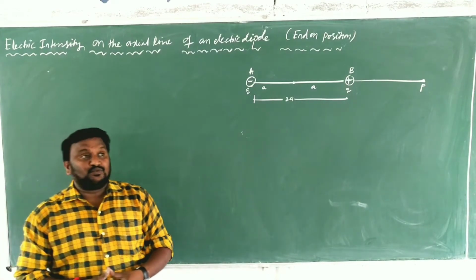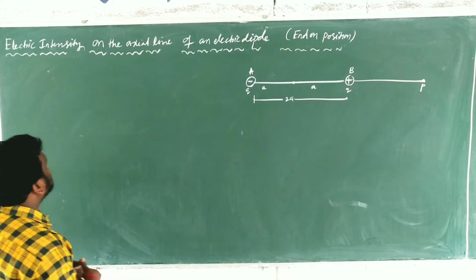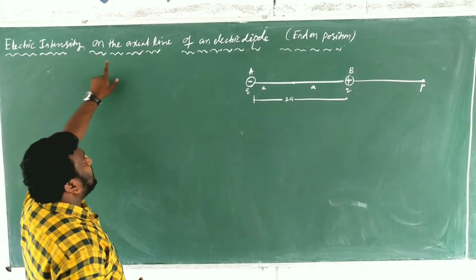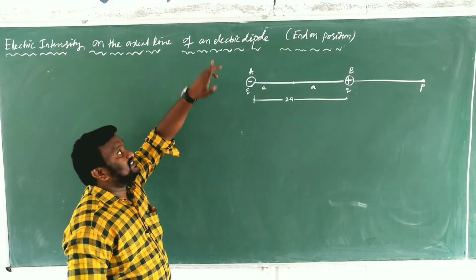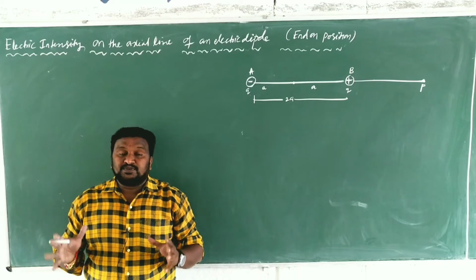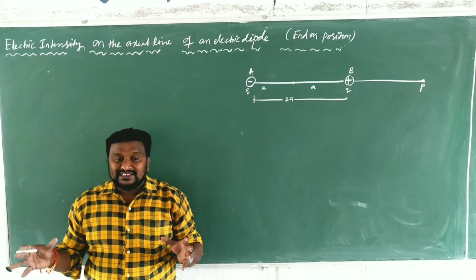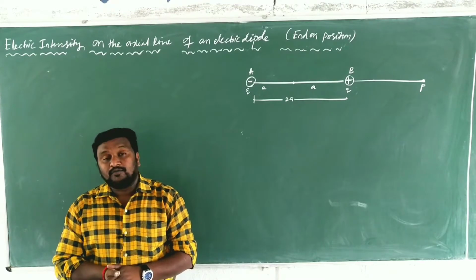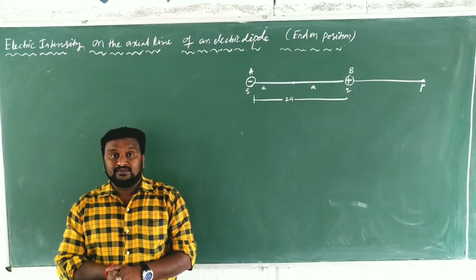Children, there is one 4 marks question, that is: derive an expression for electric field intensity on the axial line of an electric dipole. So we have to derive the expression for what? Electric field intensity at a point on the axial line of an electric dipole.